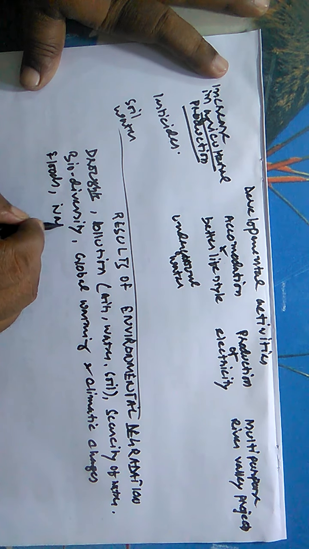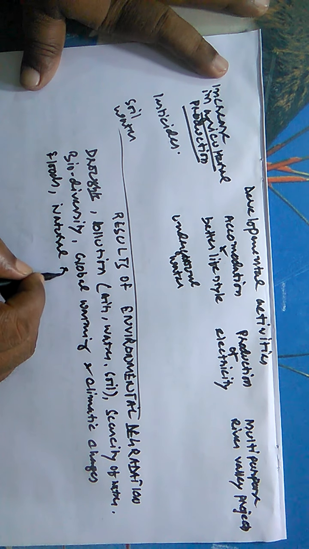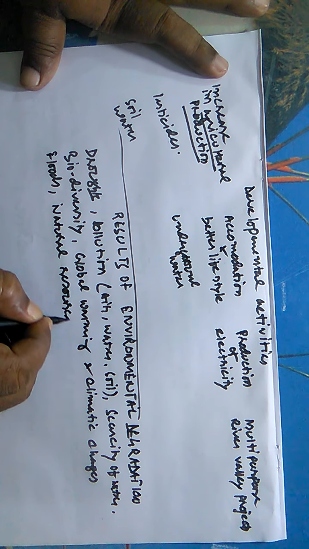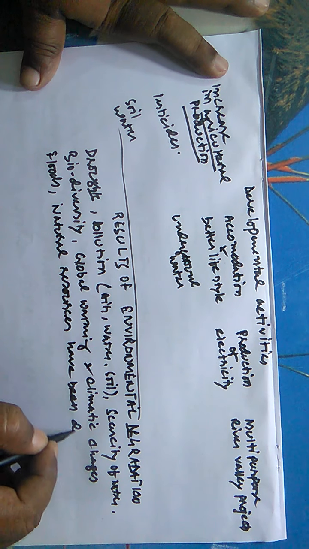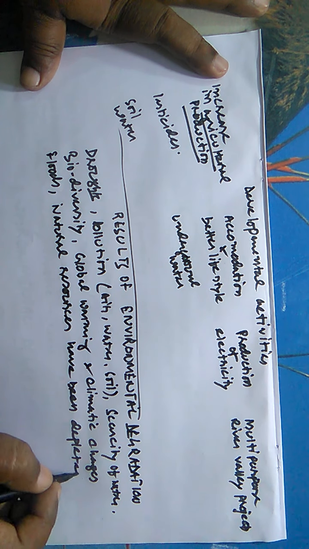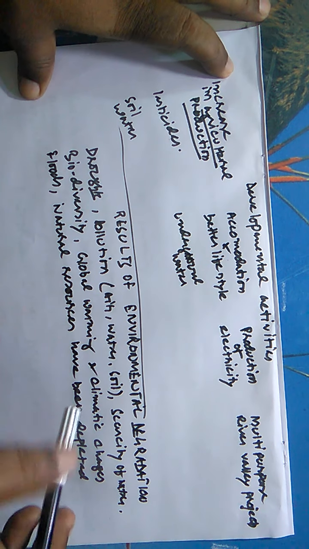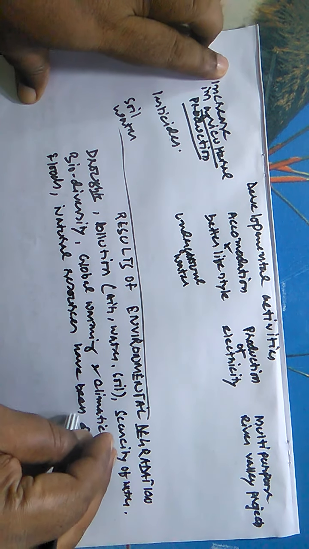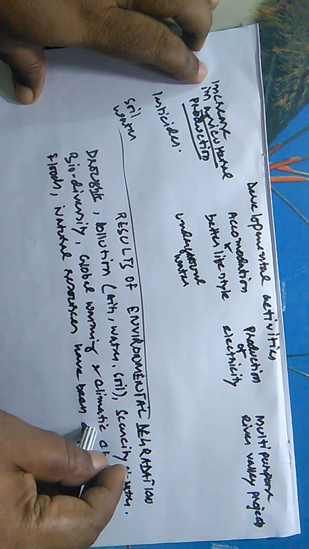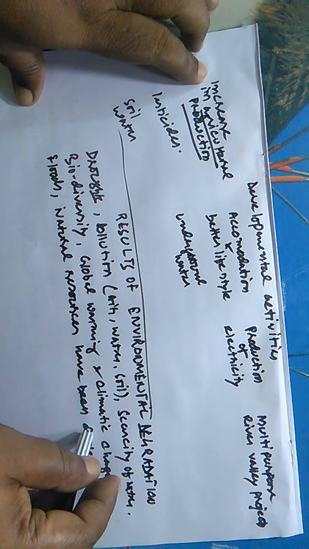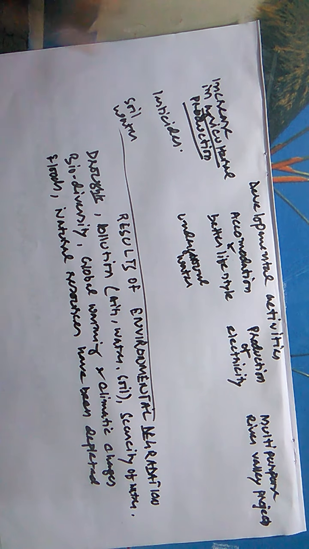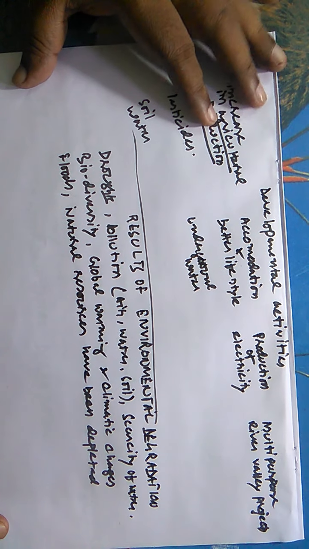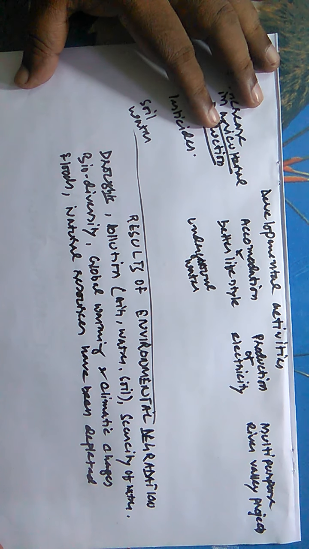Natural resources have been depleted. These are only some of the effects of environmental degradation. In fact, you would find that as a result of the excessive use of the environment, a number of man-made disasters have happened.